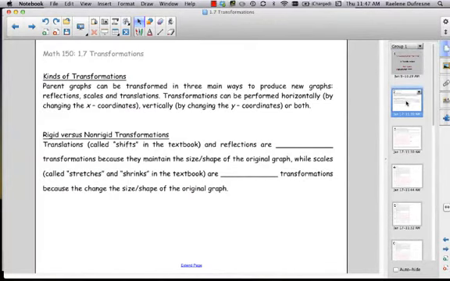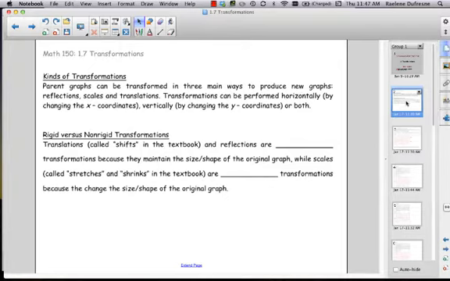Now that we have looked at the library of parent functions and we know what the untransformed or the basic functions look like, we can get all sorts of other graphs almost for free simply by applying a consistent set of rules to these basic graphs. These rules are reflections, scales, and translations.